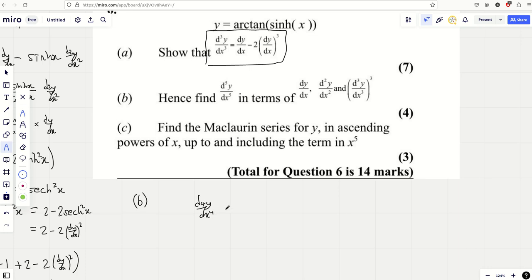Okay, d4y by dx to the 4, I can just directly differentiate this with respect to x, equals d2y by dx squared minus, okay, we're going to need chain rule on this bit: differentiate inside the function, you get d2y by dx squared, then differentiate stuff cubed, you're going to get 3 times the stuff squared, yeah? And that's how you differentiate that. So d4y by dx to the 4 is d2y by dx squared minus 6 d2y by dx squared multiplied by dy by dx squared.